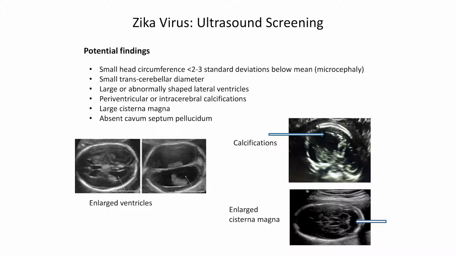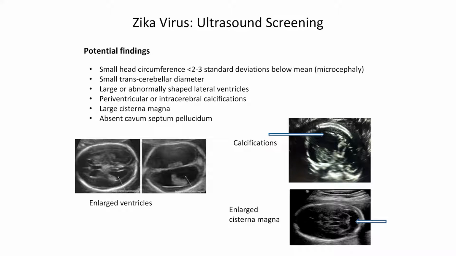Other findings on ultrasound: if you measure the cerebellum, it'll be small. The ventricles will be large or abnormally shaped. There'll be calcifications around the ventricles. The cisterna magna will be large. The cavum septum pellucidum will be absent. And these are some of the things that you would potentially see that could represent Zika virus. Enlarged ventricles.